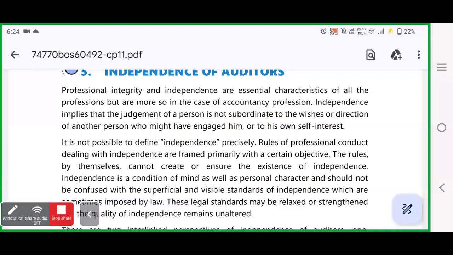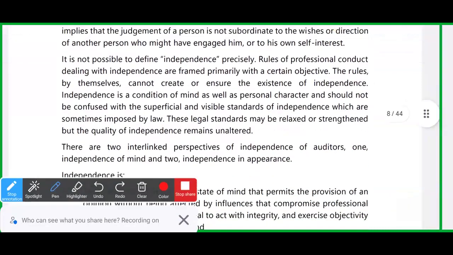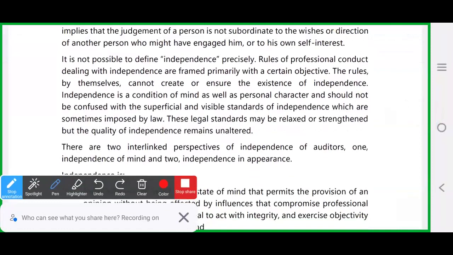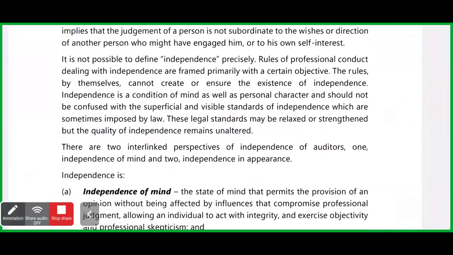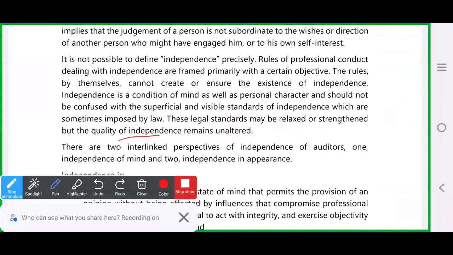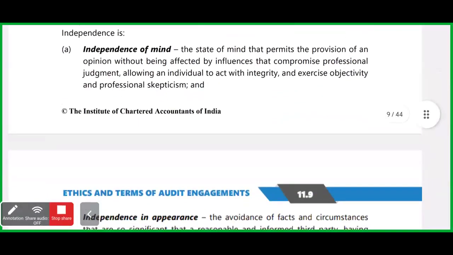That is independence. We cannot define independence precisely, but there are certain rules of professional conduct which give us a framework. And these legal standards may be relaxed or strengthened. But whatever the quality of independence is, that shall remain unaltered. So there are two interlinked perspectives here: independence of mind, and independence in appearance. We'll see what this means one by one.